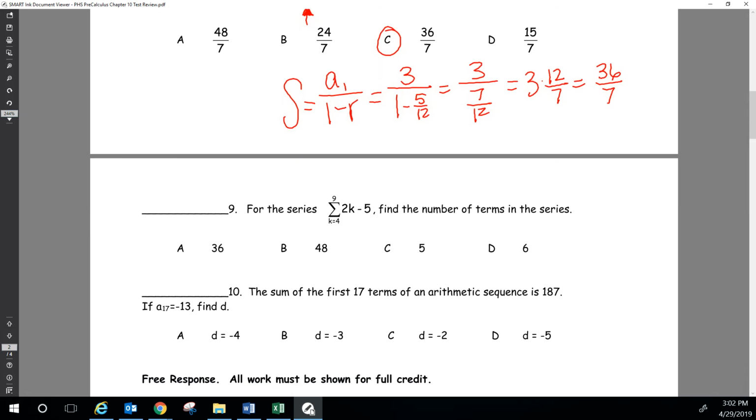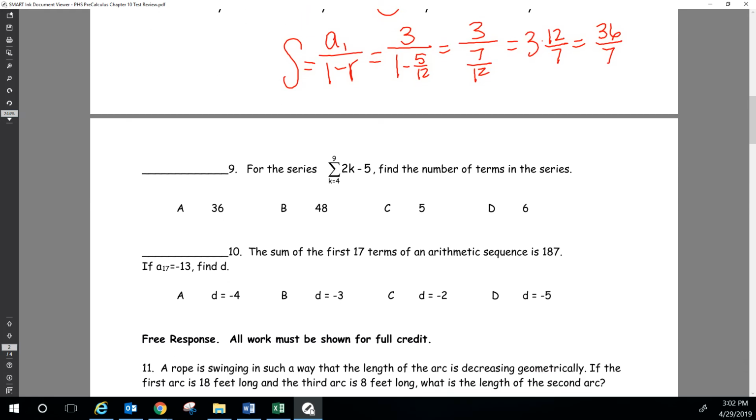All right, moving on. Number 9, a lot of people got tripped up. They're like, I don't know what formula to use. You don't have to use a formula. This one is not asking you to find the sum of the series. It's just asking you how many terms are in this series.